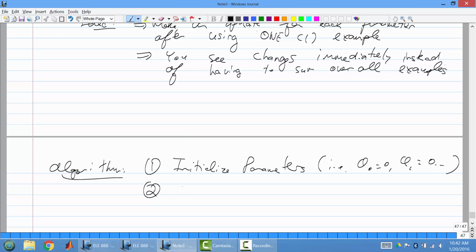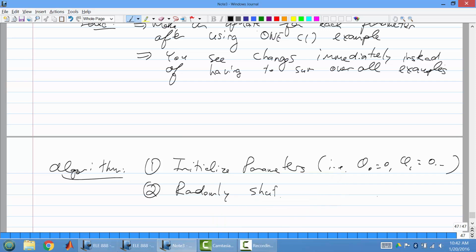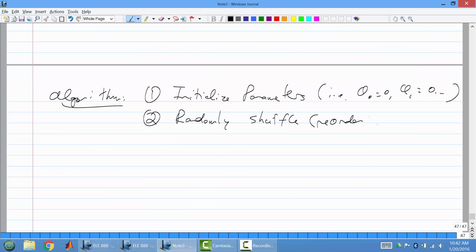So step 2: randomly shuffle or reorder the data set. All you're doing is changing the order in which you see the training examples. It's usually for faster convergence.